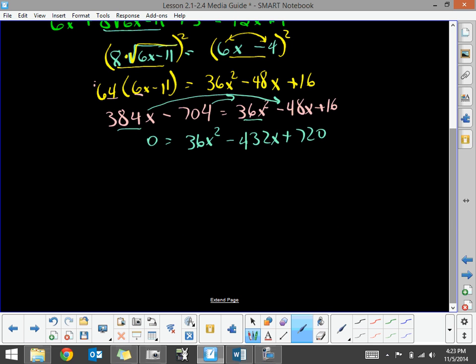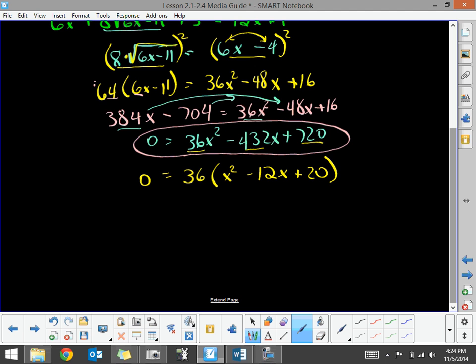One of the things that I looked at and tried to recognize is whether there is any number that divides into all 3 of those numbers evenly. And lo and behold, 36 is a number that divides evenly into all of them. So I'm going to choose to factor that out first. 36 goes into 432 12 times, so 12x, and 36 goes into 720 20 times. So that made the numbers a little bit more manageable, and I was pretty confident that I could solve that by factoring rather than using the quadratic formula. Many of you just chose to use the quadratic formula from here, which would be fine. You'll get the same results.